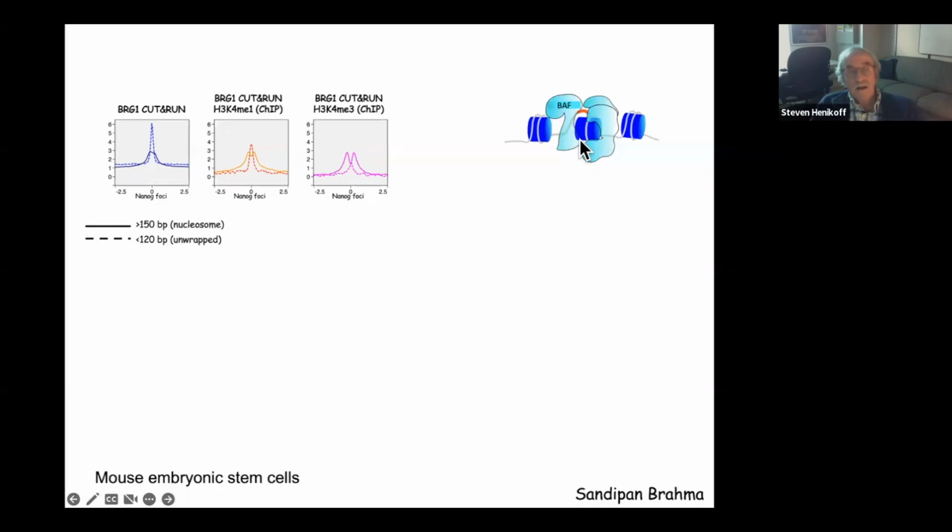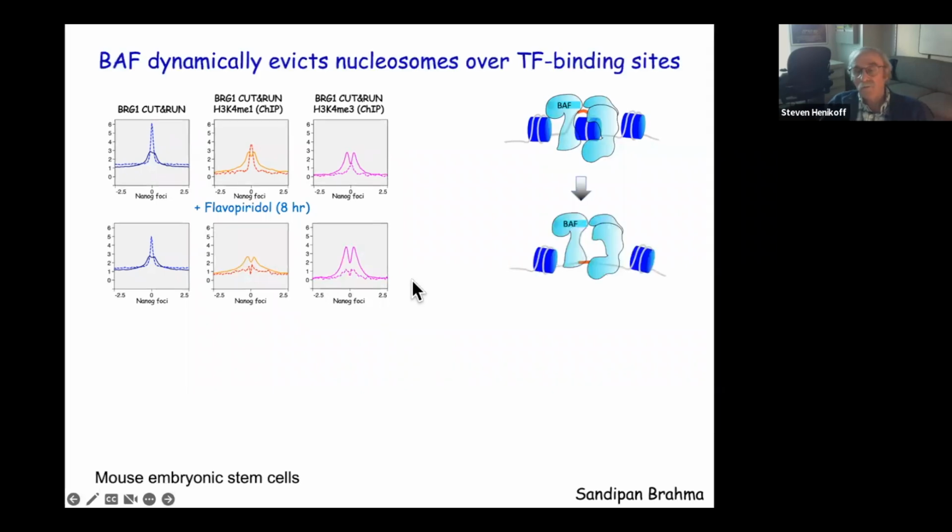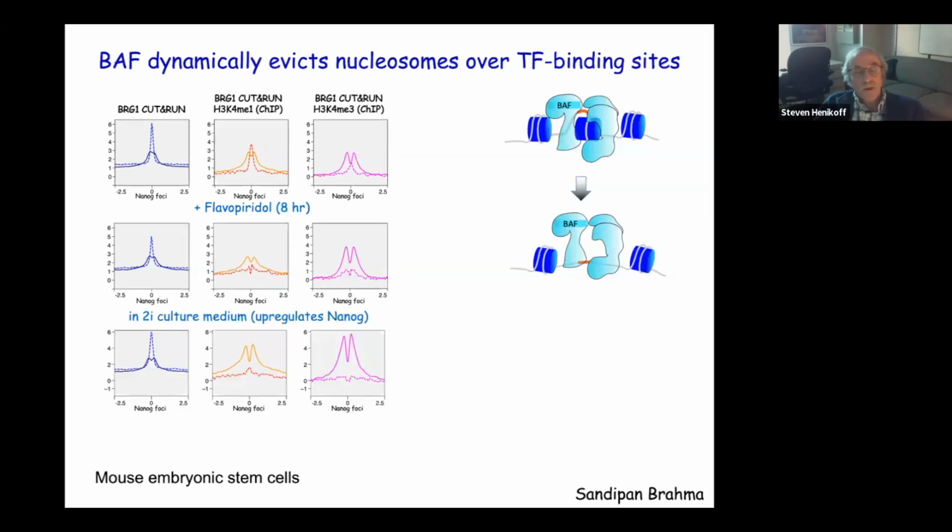Now, we then add flavopiridol, and of course, as I showed you, that will cause a buildup of more of the RNA pol2 and more BAF. And what we see is that there's almost complete eviction of the nucleosome. So we can map the dynamics at these sites. Now, we can also do this in a different way. We can upregulate NANOG using a change in the culture medium. That's commonly done. And we basically see the same effect.